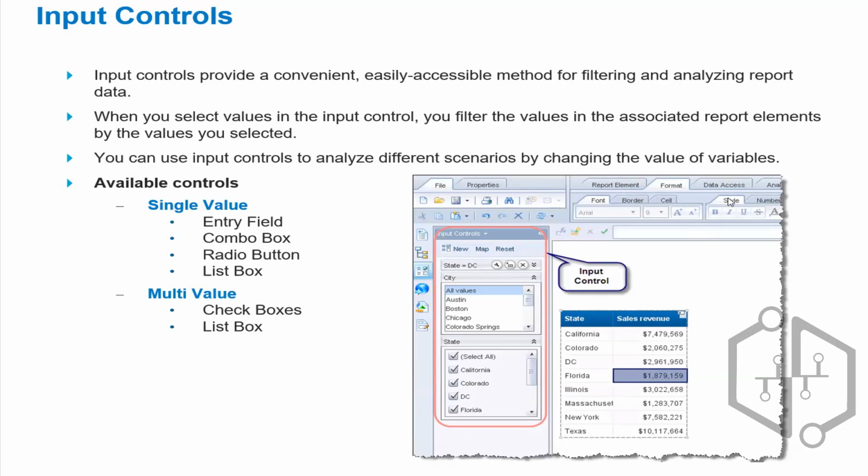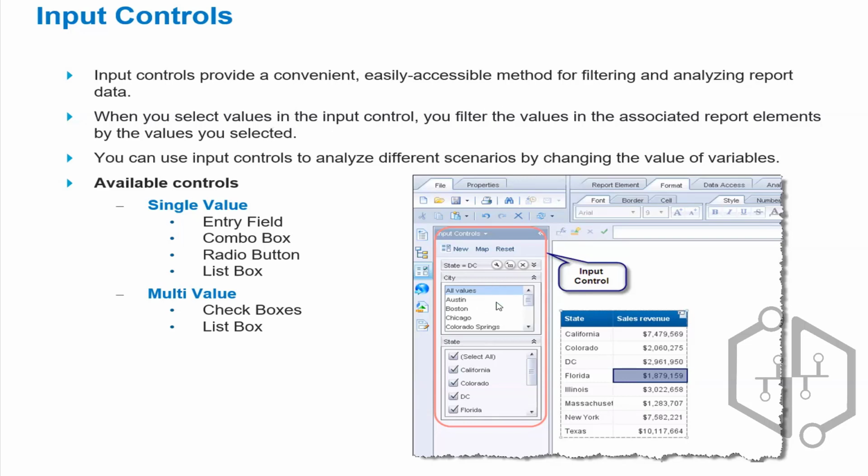Because if we just use report filters, right-click and filter, the user might not be able to see whether this report has any filters or not. He would only see it if he right-clicks. But if we use input controls, it is very user friendly. He can see them on the left side of the report, change them on the fly, and do his analysis as per his requirement. So it is a very easily accessible and convenient method.